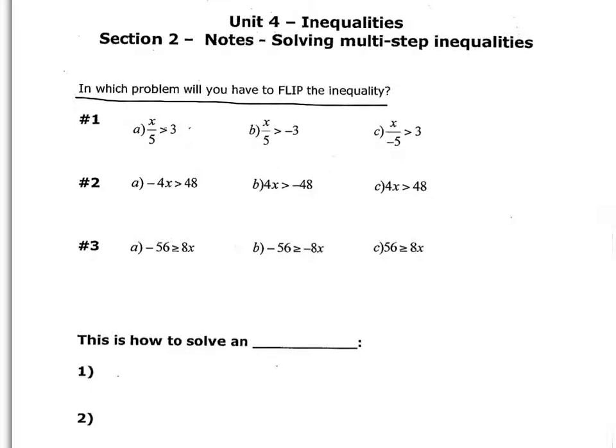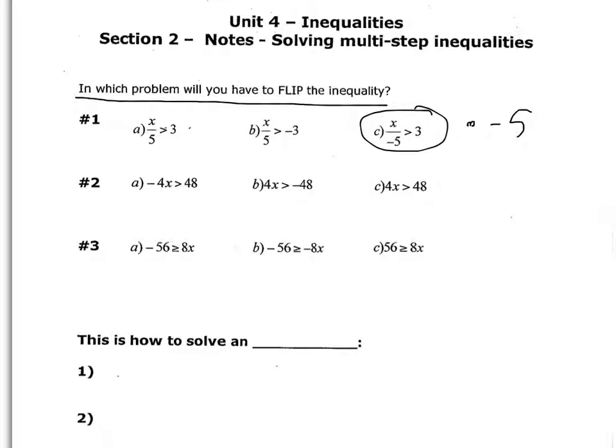Okay, and well, number one, which one of these would you have to flip the inequality? Well, you know that you have to flip whenever you multiply or divide each side by a negative. So what's your only option? Well, in this case, it's only C, because you would have to multiply by -5 on both sides, and that would make you flip the inequality.